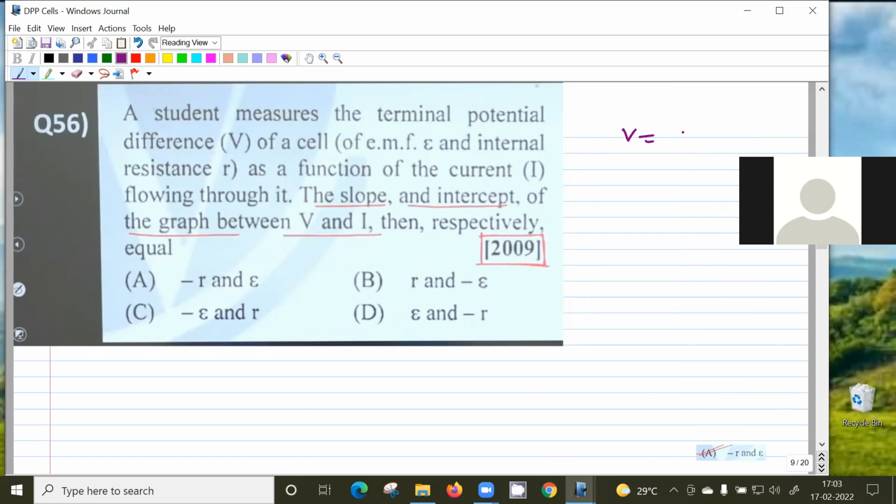Slope m plus intercept e. Slope is minus r, sir. You have to see what is the y-axis and what is the x-axis. Between V and I, hopefully V is the y-axis. Then this slope will be minus r, and the intercept will be e.